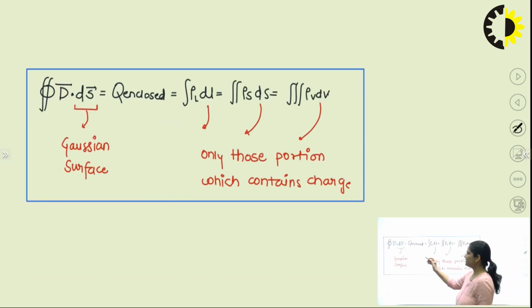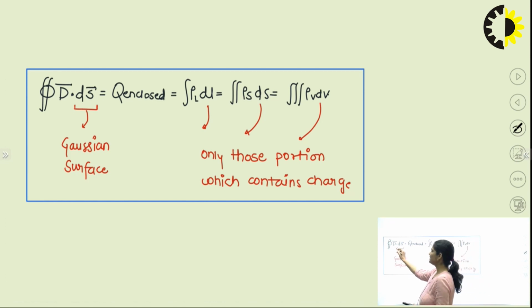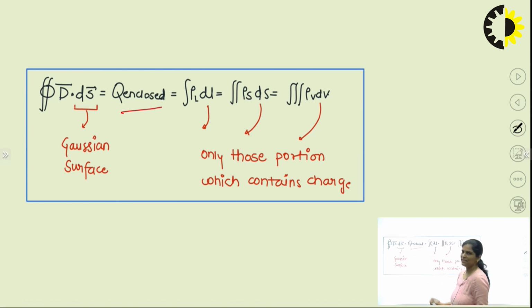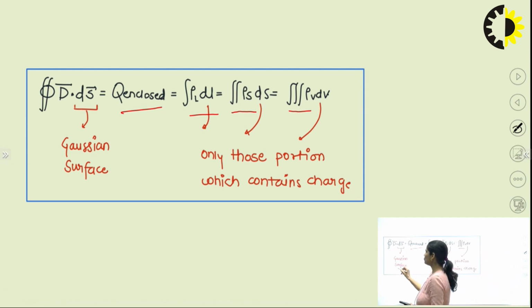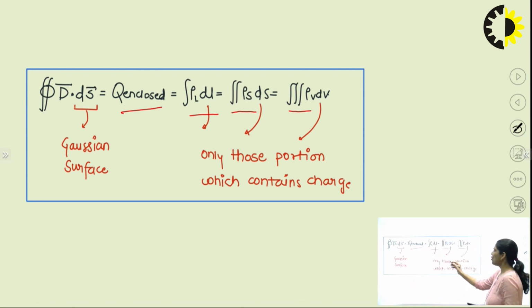Now it was covered in the previous lecture that closed integral D dot dS is equal to Q enclosed. It means the charge inside the surface or volume. Here that is equal to integration rho L dl for a line integral. For a surface integral, it is integration rho s dS. If we are considering the case of volume, then integration rho v dv. Now dS is your Gaussian surface, and only that portion which contains the charge, so we have to consider it.